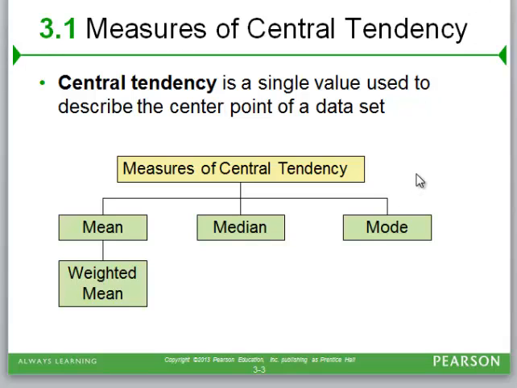Therefore, we're going to cover two main parts. One is the measures of central tendency, and the other one is the measures of variability, or we say dispersion. Let's take a closer look at this. We usually calculate the mean, median, mode, and weighted mean to measure the central tendency. The central tendency is a single value used to describe the center point of the data set. We try to use this single value to represent the whole group of data.